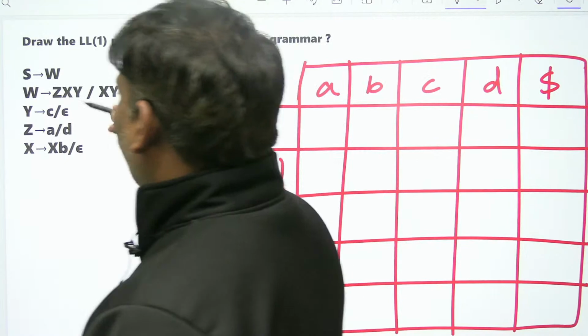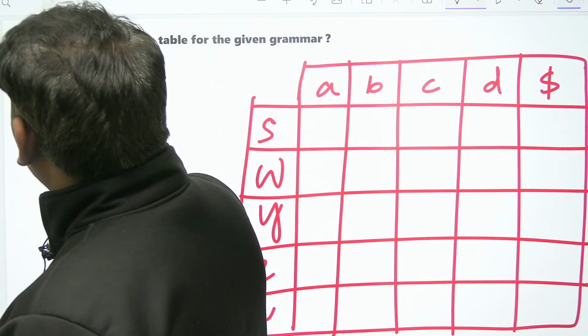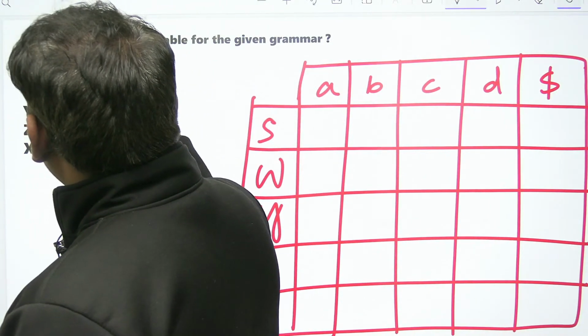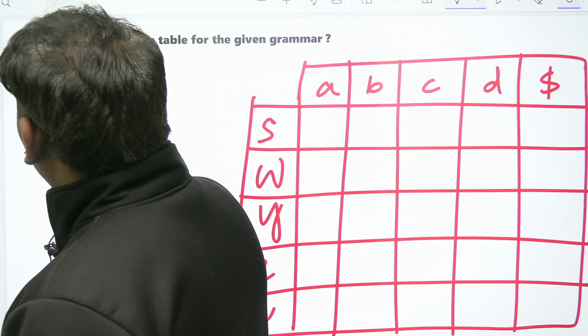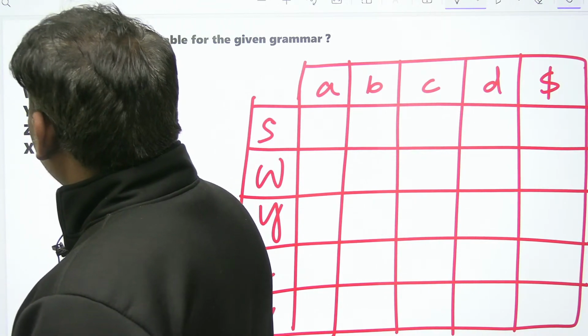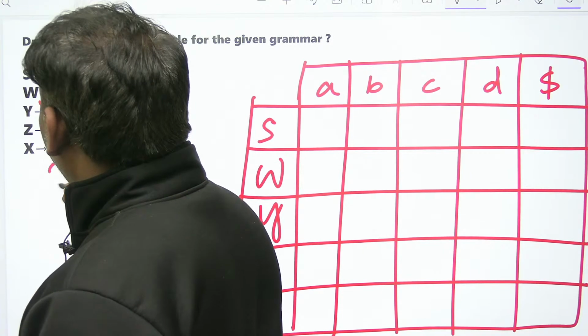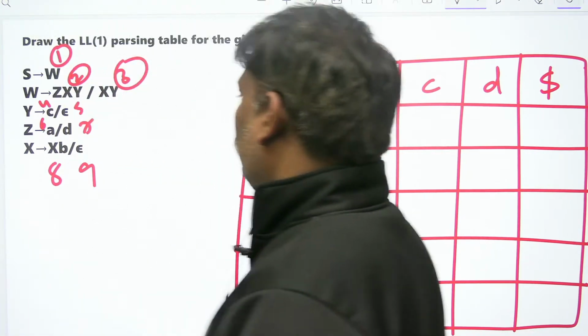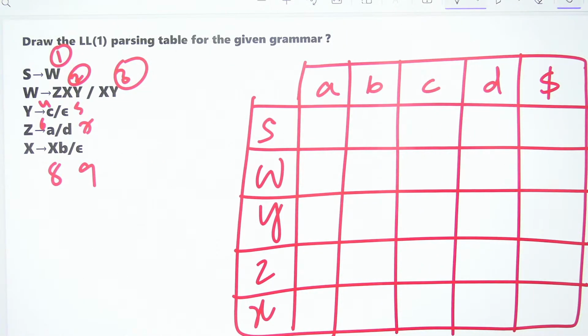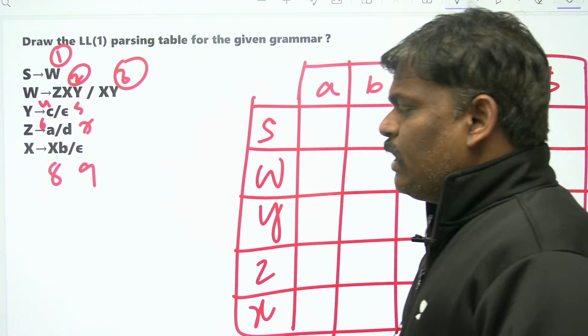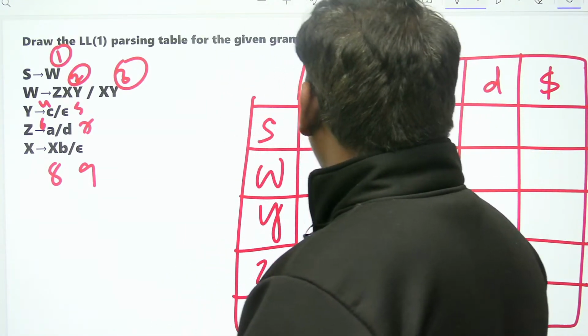Let me give production numbers. Production number 1 here, production number 2 here, production number 3 this. It is 4, 5, 6, 7, 8, 9. 9 productions are there. Remember, S productions will go to the S row, W productions to the W row, Y productions to the Y row, Z productions to the Z row, X productions to the X row.